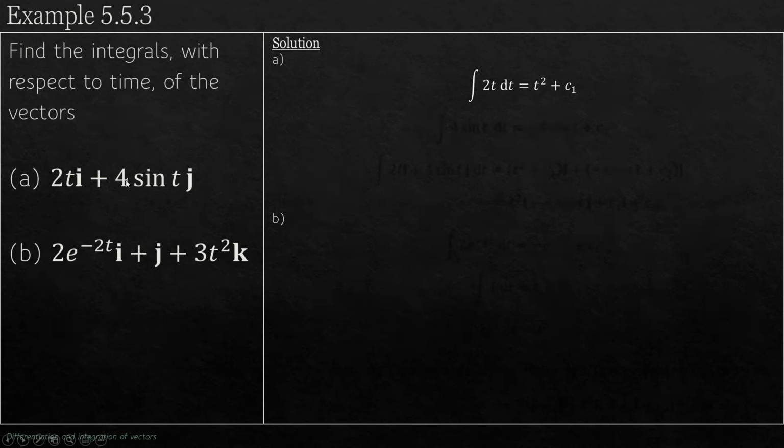Integrate the j component, 4 sine t, and you get minus 4 cos t. Again, we need another constant. Don't use the same name. Make sure they have different names. I've gone with C1 and C2. Those are the separate parts. Now put them together. The separate components. Let's put them together now.